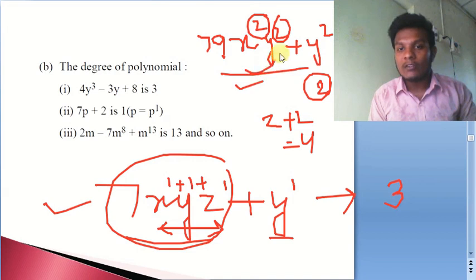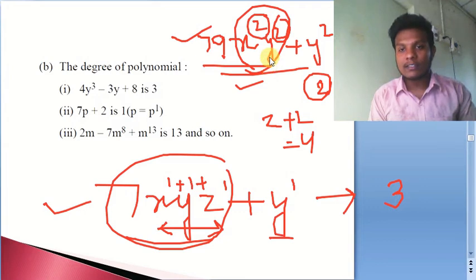So whenever the variables are under product in the same term, we have to take the addition of all the exponents in that particular term. That is how we determine the degree of the polynomial whenever it has two or more variables.